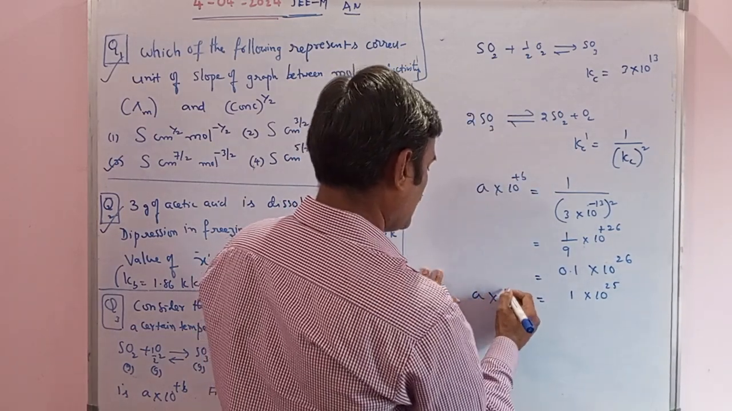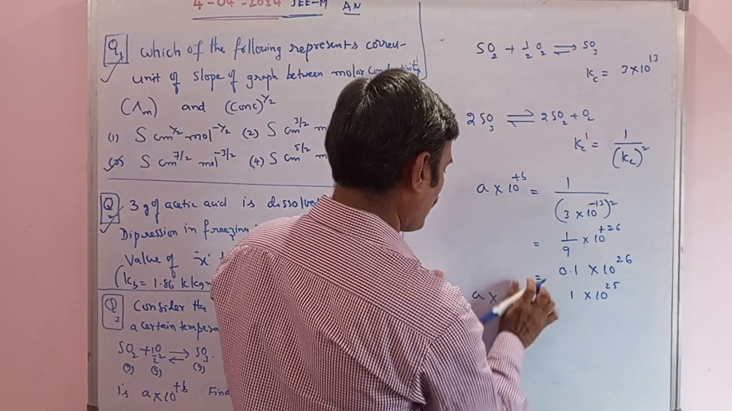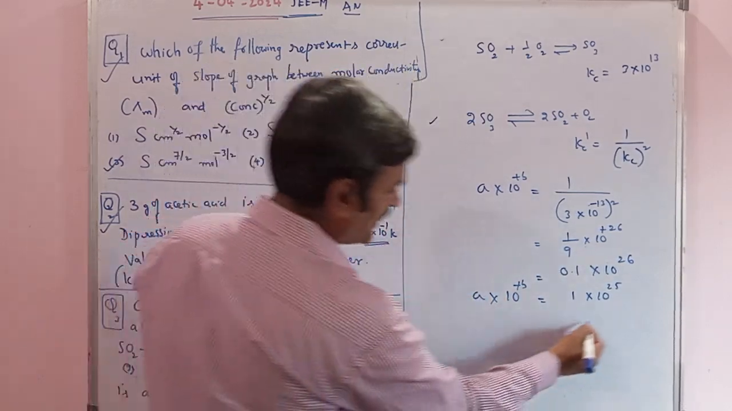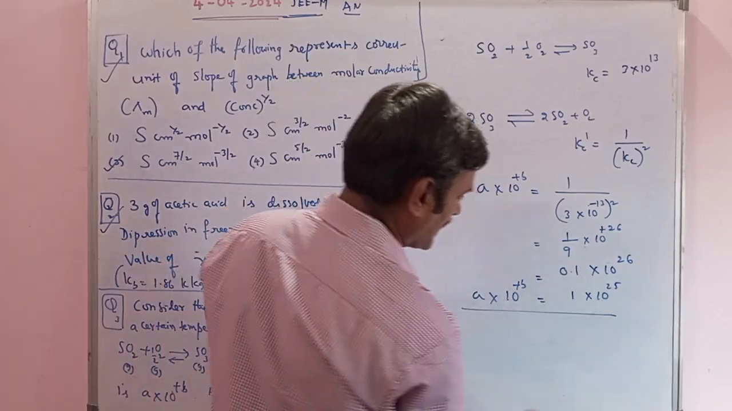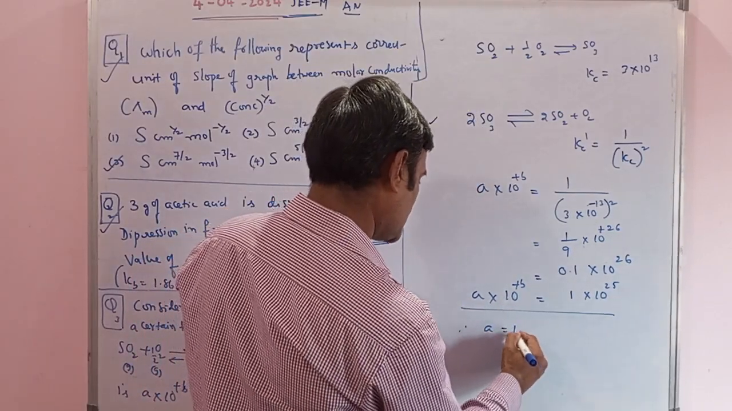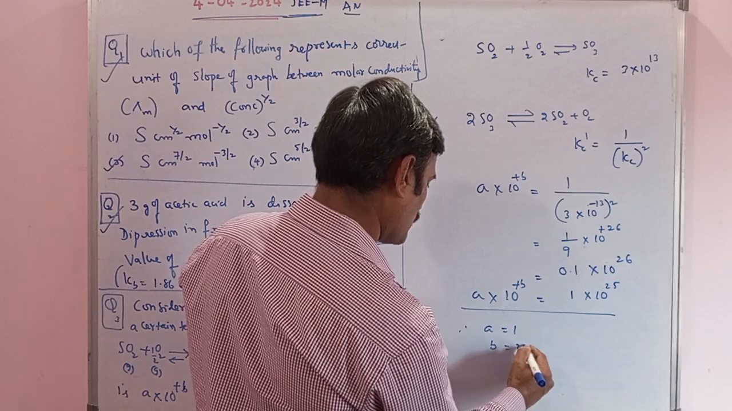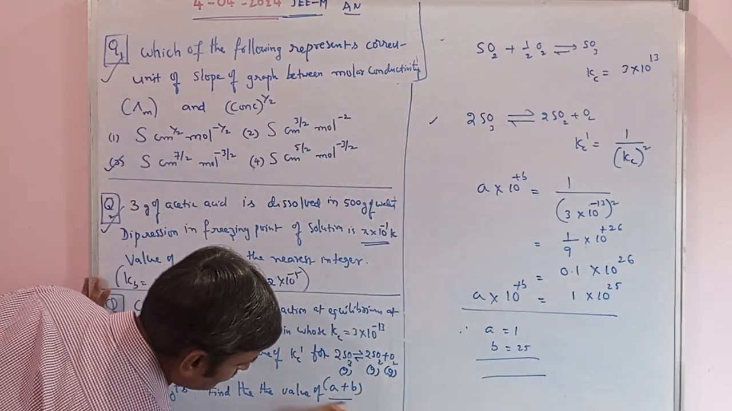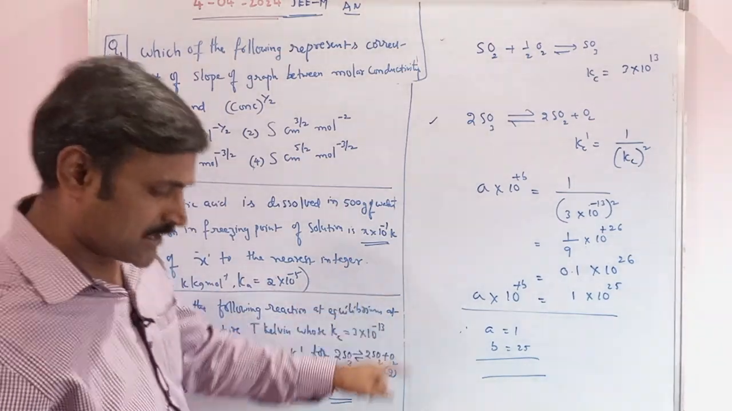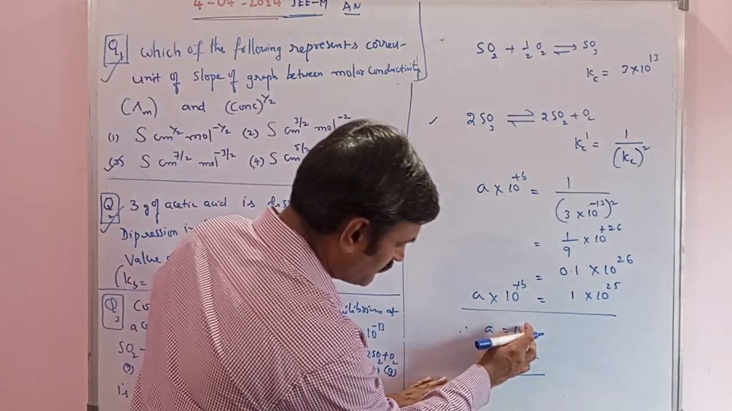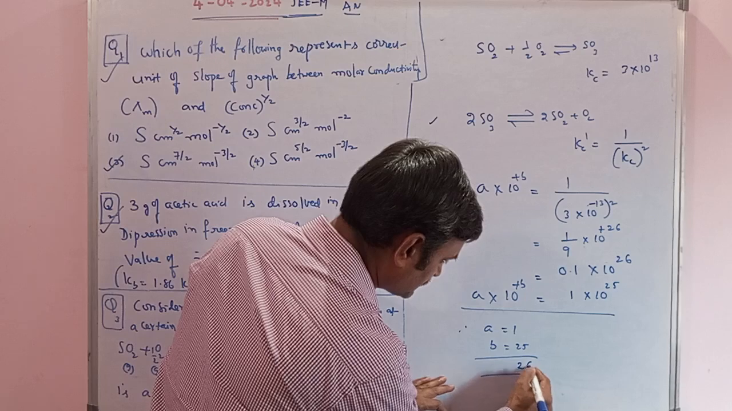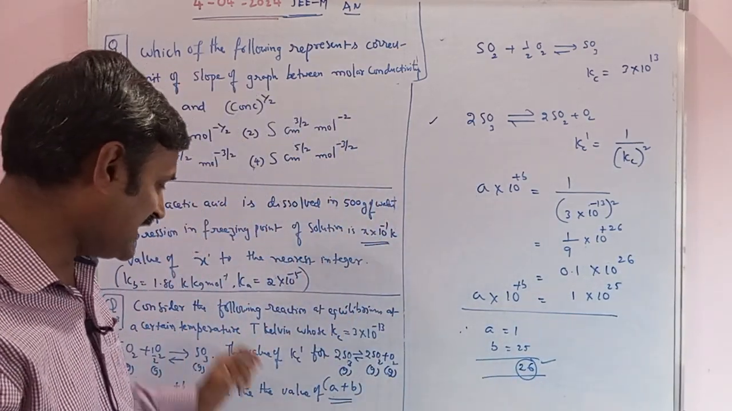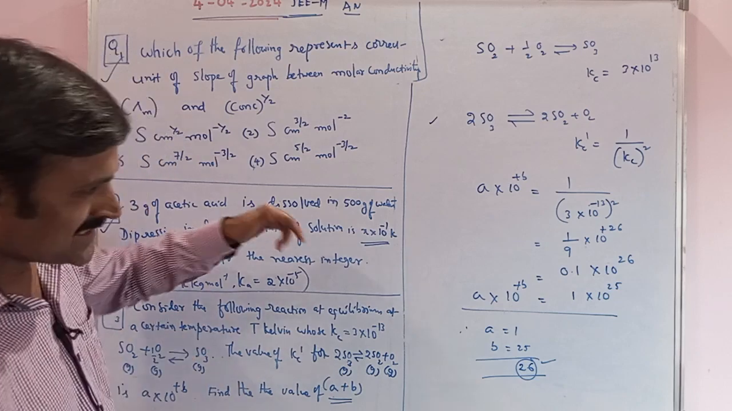So what is A? A into 10 power plus B has become 1 into 10 power 25. What it means: A is equal to 1, B is equal to 25. The question is to find the value of A plus B, where A value is 1 and B value is 25. Total is how much? 26. 26 is the integer value which is asked in this question.